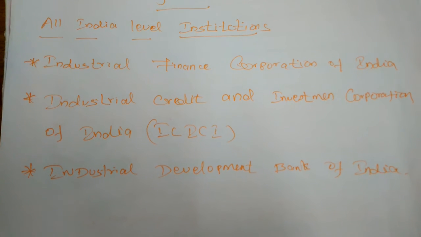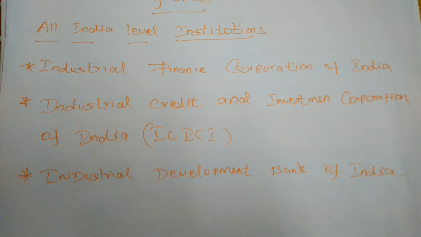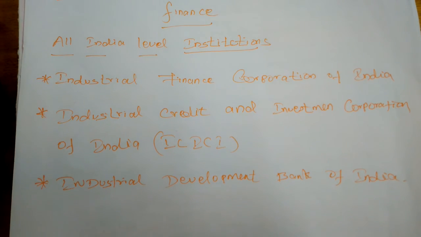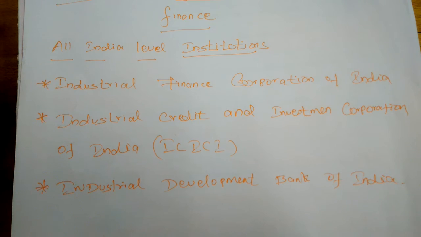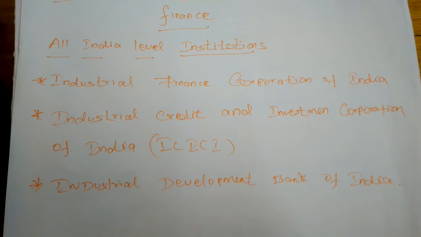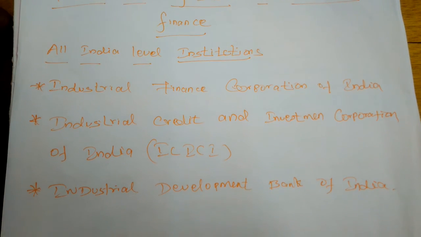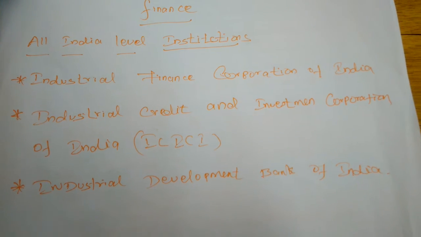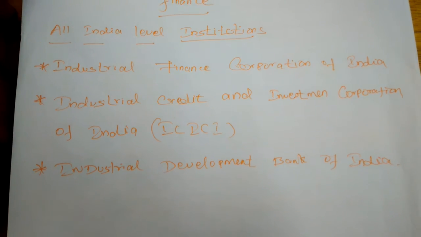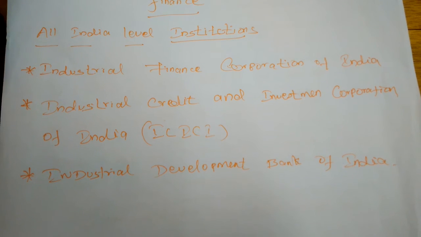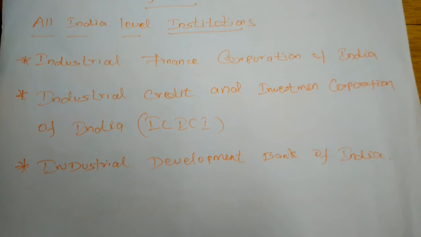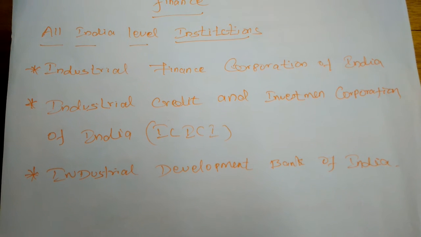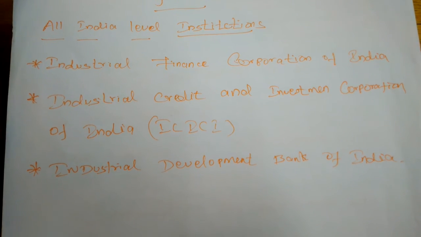The institutional setup in India for financing and promoting industries by the Reserve Bank of India. So what institutions were set up by the Reserve Bank of India to provide long-term credit facilities to the industries? First, at the all India level, it has established three finance corporations. First, the Industrial Finance Corporation of India. Next, the Industrial Credit and Investment Corporation of India, that is the ICICI Bank. Next, the Industrial Development Bank of India, which we normally call the IDBI Bank. So these three banks were established by the Reserve Bank of India to provide long-term credit facilities to the industries.